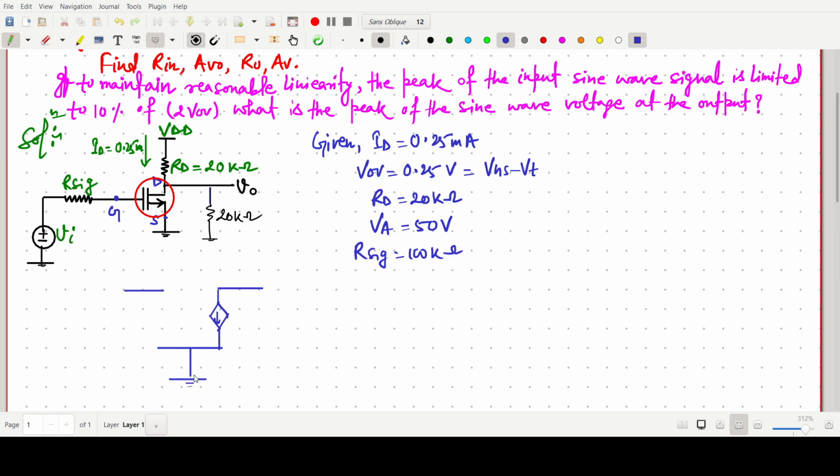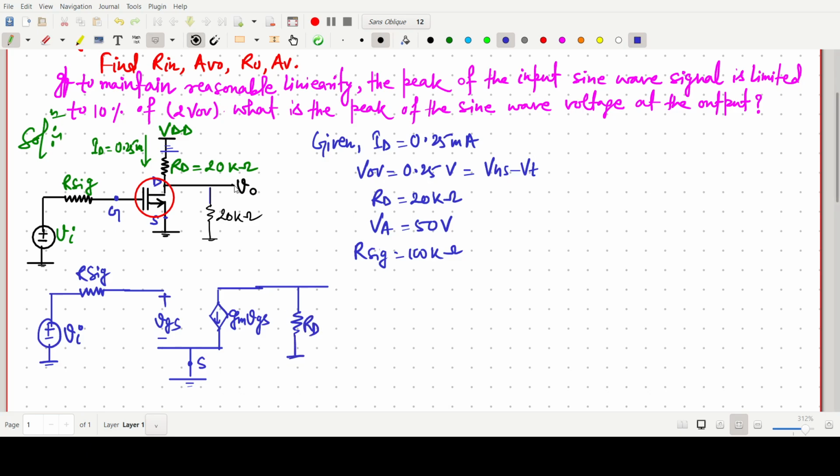source is grounded, so I am making this as a source. Okay, and this will be always our gate to source voltage, and some resistance is there, that is our R signal. So I am writing R signal here, and we are giving this AC voltage, VI. Okay, and now for the AC analysis, we have to make this VDD ground. So this one is our gm VGS. I have discussed this so many times, and this should be our RD.